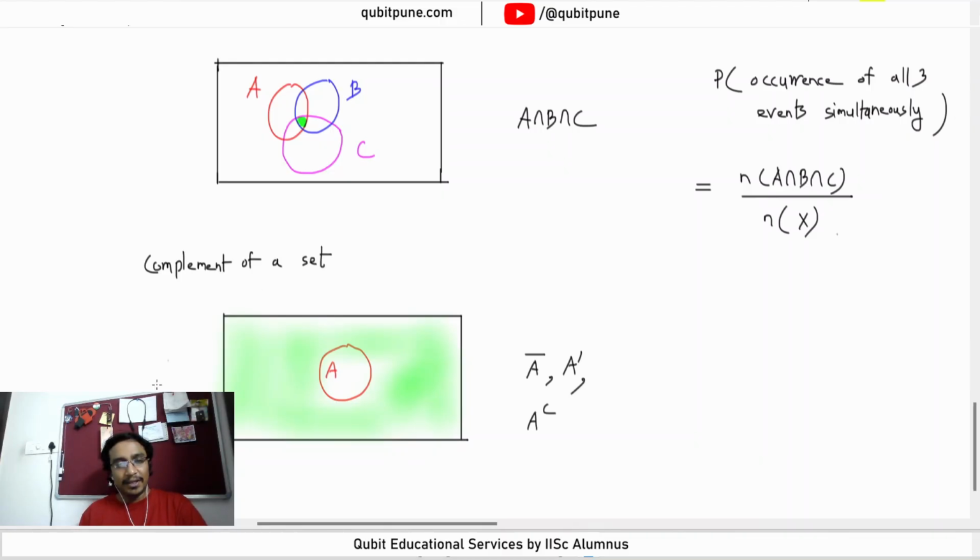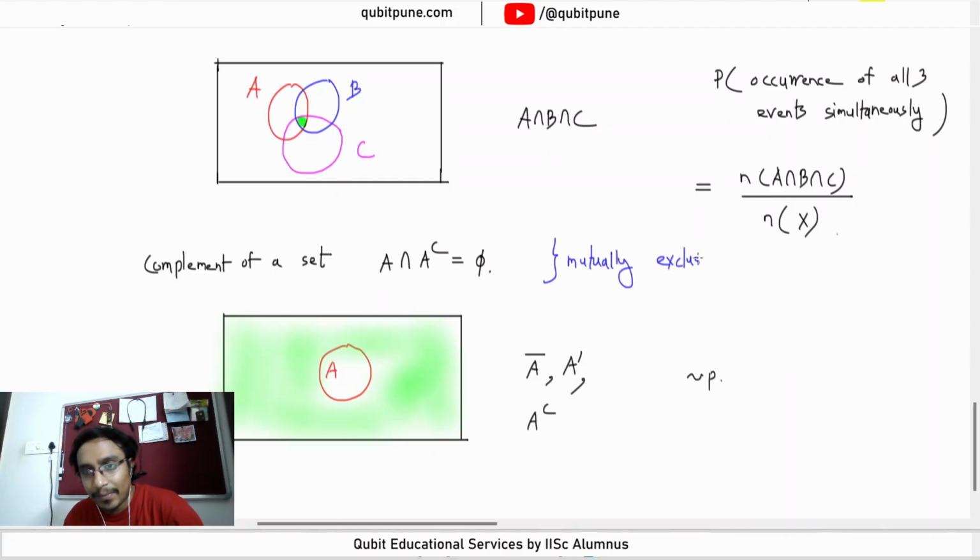The equivalent thing in logic is negation P. In reasoning we say negation P. Whenever P is true, negation P is false and vice versa. And Danish, when you said mutually exclusive events, any set and its complement is always a null set, correct? And in probability this means the events are mutually exclusive. Understand? You can write this down.